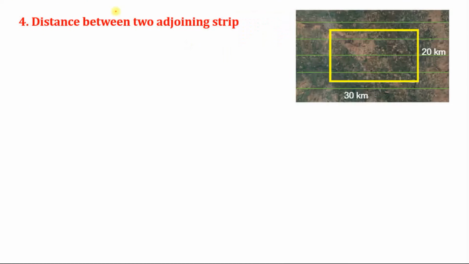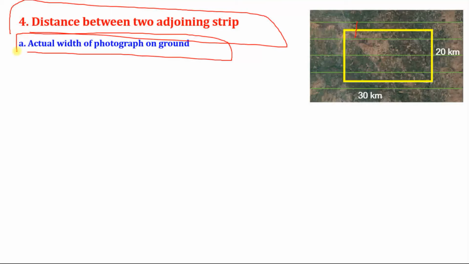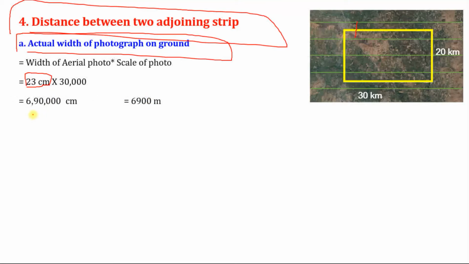Next thing, distance between two adjoining strips. How much distance between these two adjoining strips, or two adjoining flight lines also. First thing, actual width of the photographs on the ground. Formula: width of aerial photo into scale of photo. Width of aerial photo, considering photo format, 23 centimeter into 30,000 is equal to 6,90,000 centimeter. In meter, 6,900 meter.